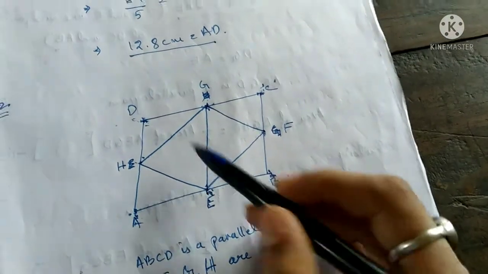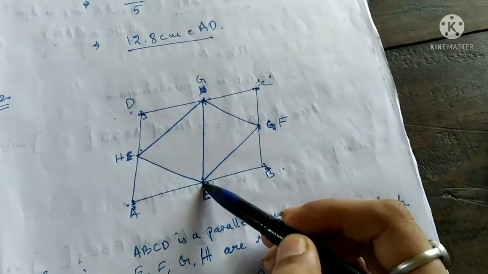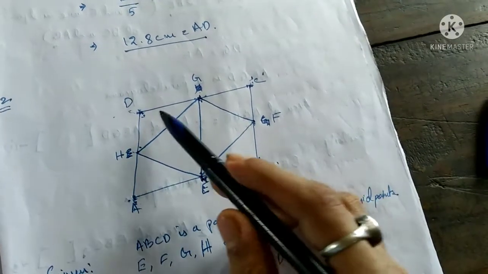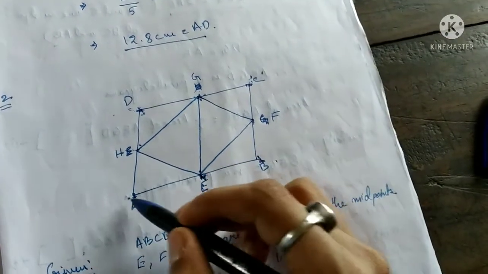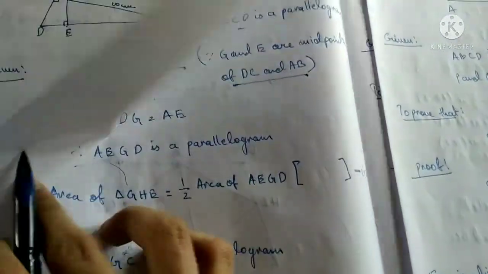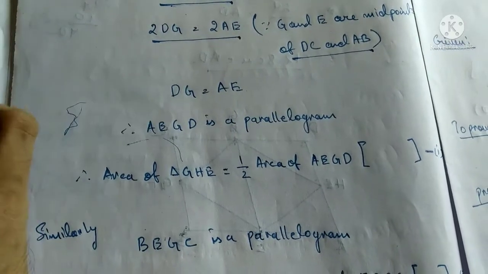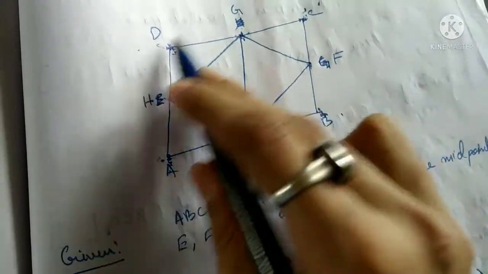So in here what I saw? I saw that DG is parallel to AE and DG is equal to AE. Understand? Opposite sides equal and parallel I saw. So therefore now I can say that AEGD is a parallelogram. Okay, this portion. AEGD is a parallelogram. Finished? Now since I have showed that AEGD is a parallelogram, this small portion, AEGD is a parallelogram.